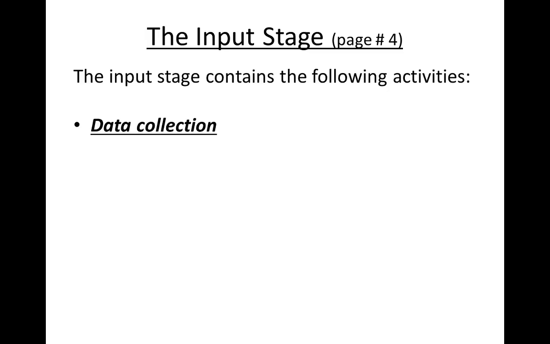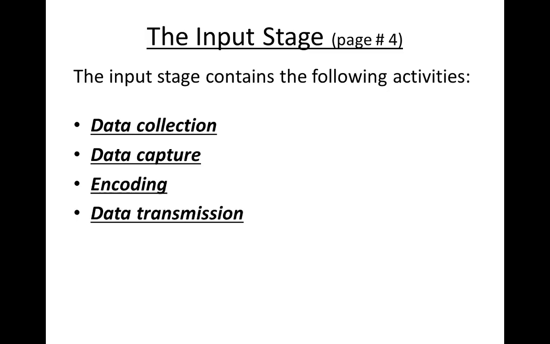The first one is data collection. Data collection is the stage of gathering or collecting data from the environment and preparing it for input. The second activity is data capture. Data capture is the stage of entering the collected data into a data processing system such as computer. The third activity is encoding. Encoding means converting data into a form that is easier to input into a data processing system.